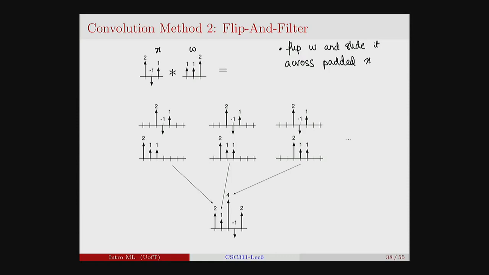But hopefully the flip and filter method gives you an intuition for why this operation enables you to take a small set of weights and scan through the entire input image in order to compute an output where each number in the output represents the likelihood, or some semblance of the probability, of what W represents in the input.